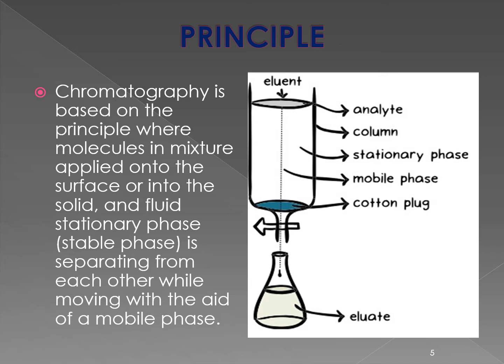So chromatography is based on the principle where molecules in a mixture applied onto the surface or into the solid and fluid stationary phase are separated from each other while moving with the aid of a mobile phase. Basically, the mobile phase is the moving phase, and the components that we want to separate move along with the mobile phase through the column.